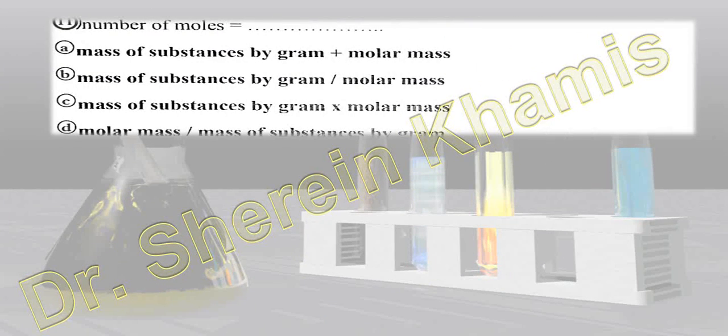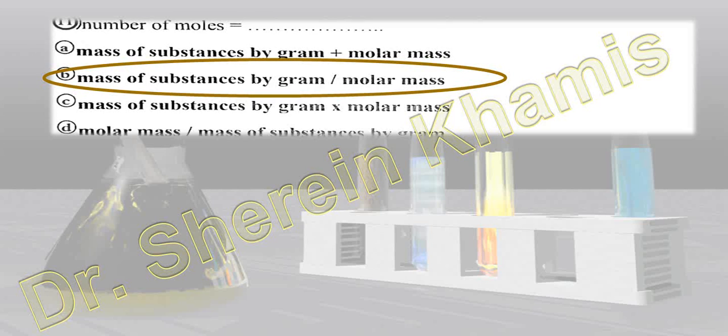Okay, we are going to question number 11. Here we have number of moles. We want the rule for measuring the number of moles: it equals the mass of the sample divided by the molar mass of the substance. So we have the mass of the substance in grams divided by the molar mass, or 1 mole of the substance.